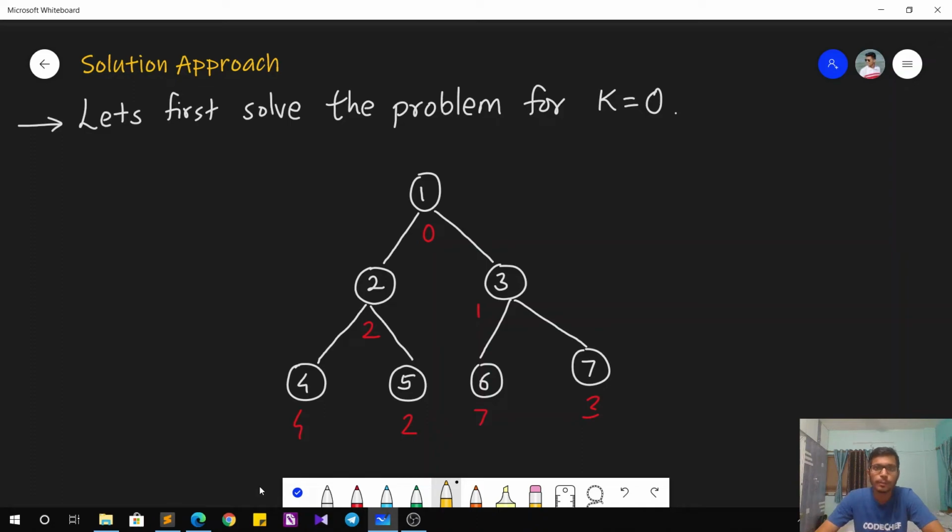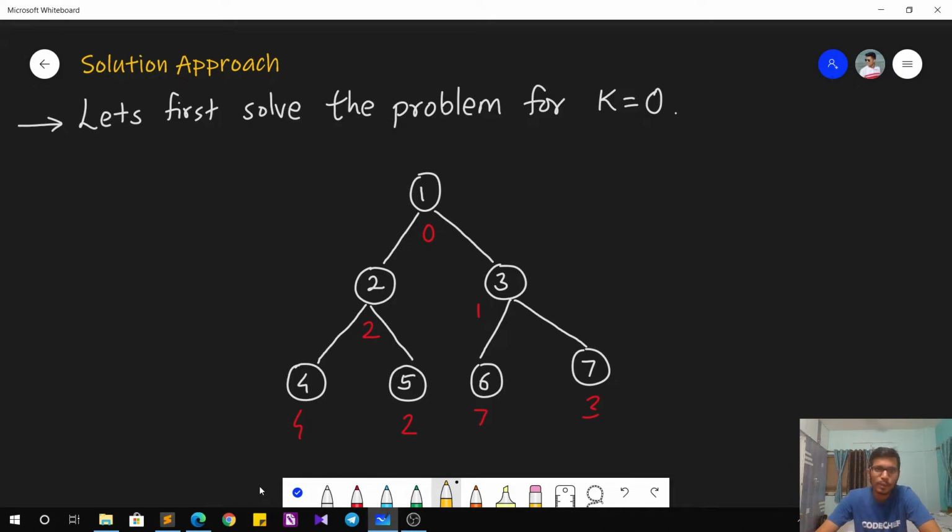So the solution approach goes as follows. First of all, let's solve the problem for k equals 0, meaning that no player is allowed to skip any move. They have to play alternate moves. So Alice and Bob have to play alternate moves with Alice starting with the root node. So let's first try to find the answer for this problem.